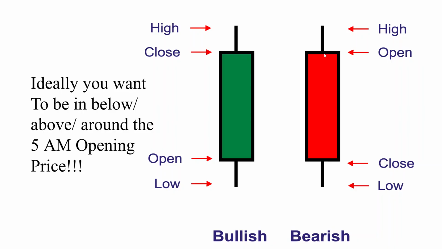When going short, you want to be short above the open price, the 5 a.m. open price, somewhere in the wick. And then as price expands downward, ideally you're adding your position somewhere around the open price, and then you're just enjoying your straight drop to profit.